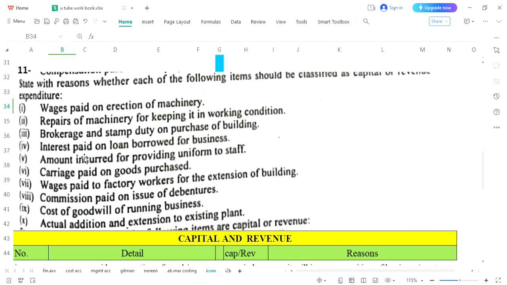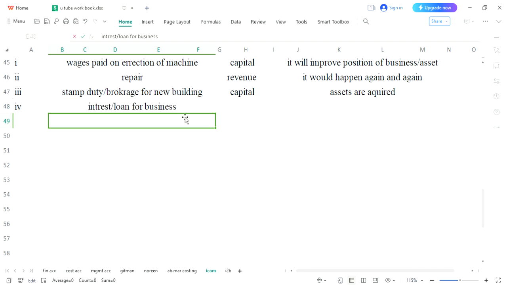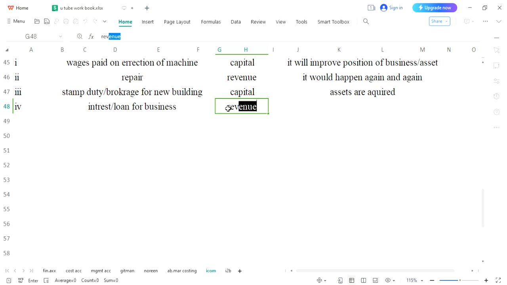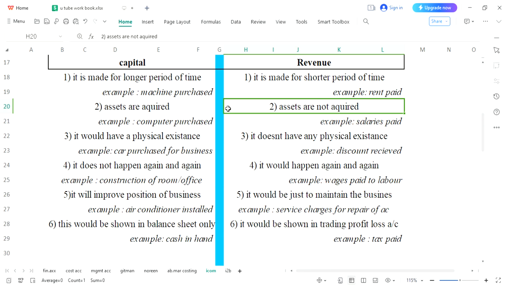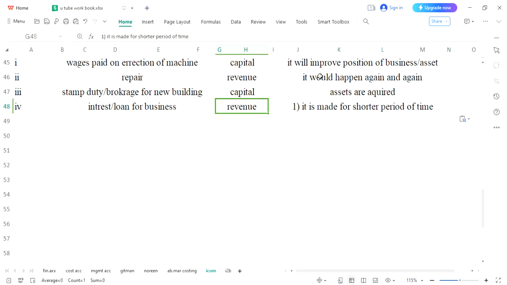Now the number 4 entry: interest paid on loan borrowed for business. Underline this word business. Business means you are buying or selling your goods. Even if it is interest or loan, you have borrowed it for your business. You have taken this amount for business, it means it has limitations. The loan would be workable for a shorter period of time and the interest would be charged after each month. So in both cases, when you have borrowed this loan for the business, meaning buying and selling of your goods, it would be routine for a shorter period of time. That is why we will call it revenue. And this could be the best reason because the worth of this expense is for a shorter period of time.